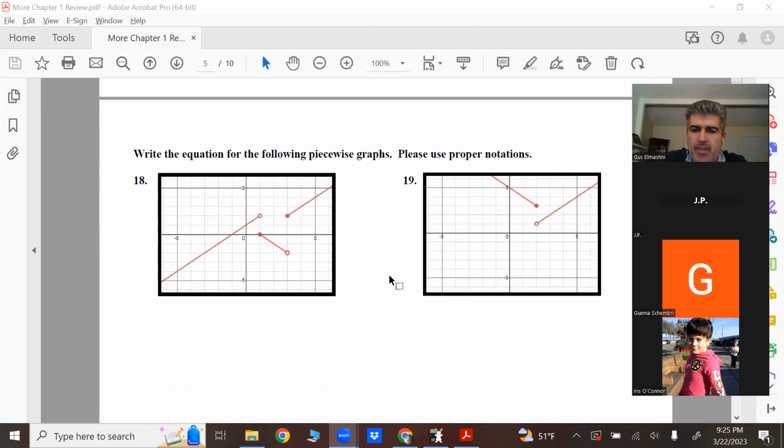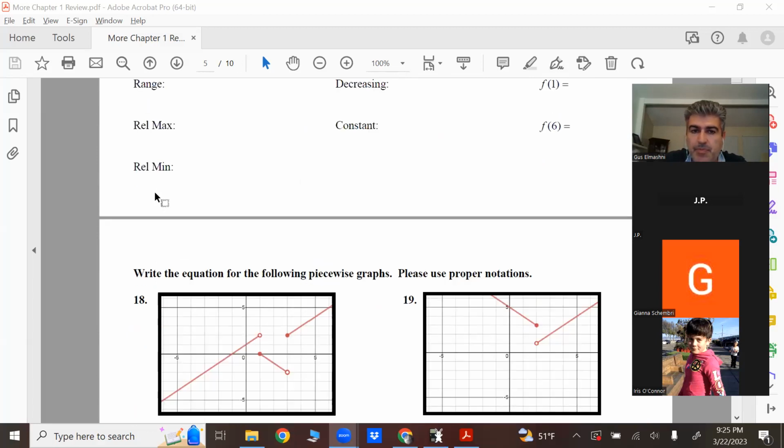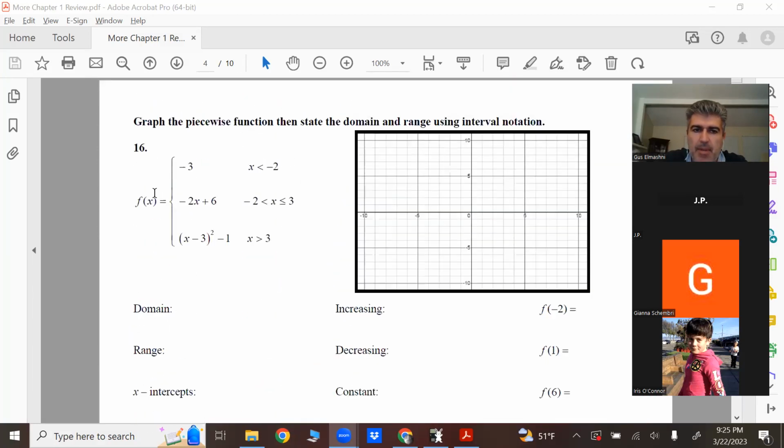So let's talk about, for number 18 and 19, they're asking to write the piecewise functions. I'm not going to ask that. I think someone may have asked about that earlier. I think Gigi or Claire may have asked about piecewise. I'm not going to ask you guys to do that because we haven't practiced that skill yet. I do like this problem a lot, but we haven't done this yet. So don't worry about problem 19 for tomorrow. And again, I'm going to give you guys a graph.